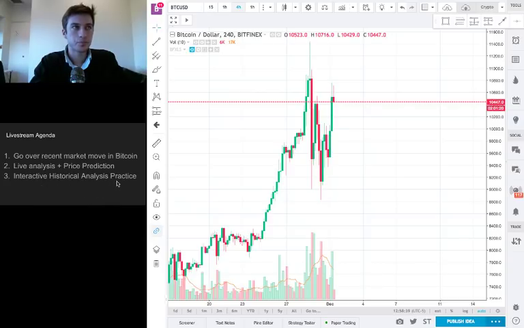TradingView recently released a tool, this replay bar here, that basically lets you go back in time with all information of that time and then go forward with this. So it's a really good back tester and it's really fun to use. So we're going to use that as our third thing here.